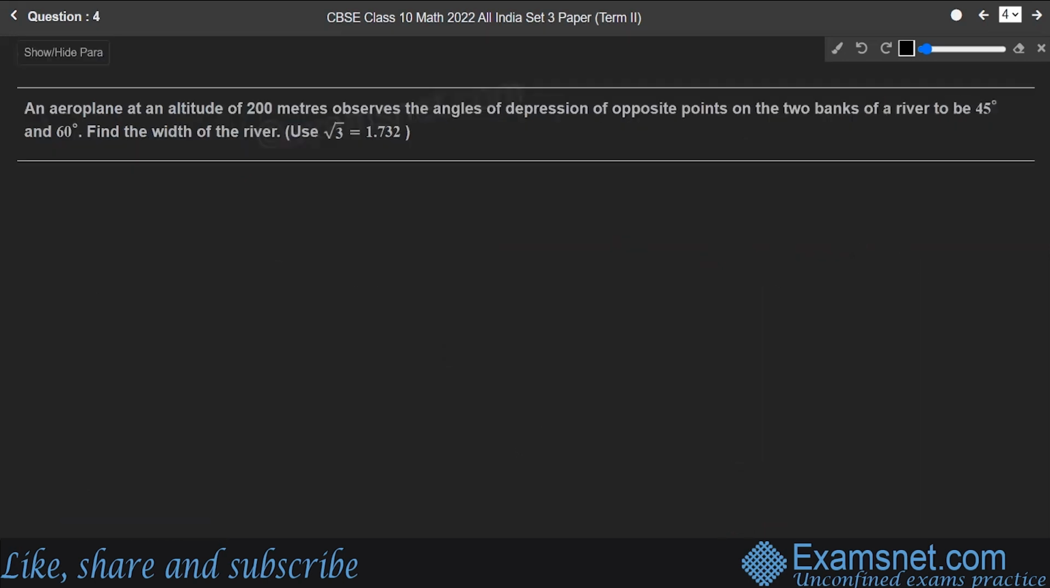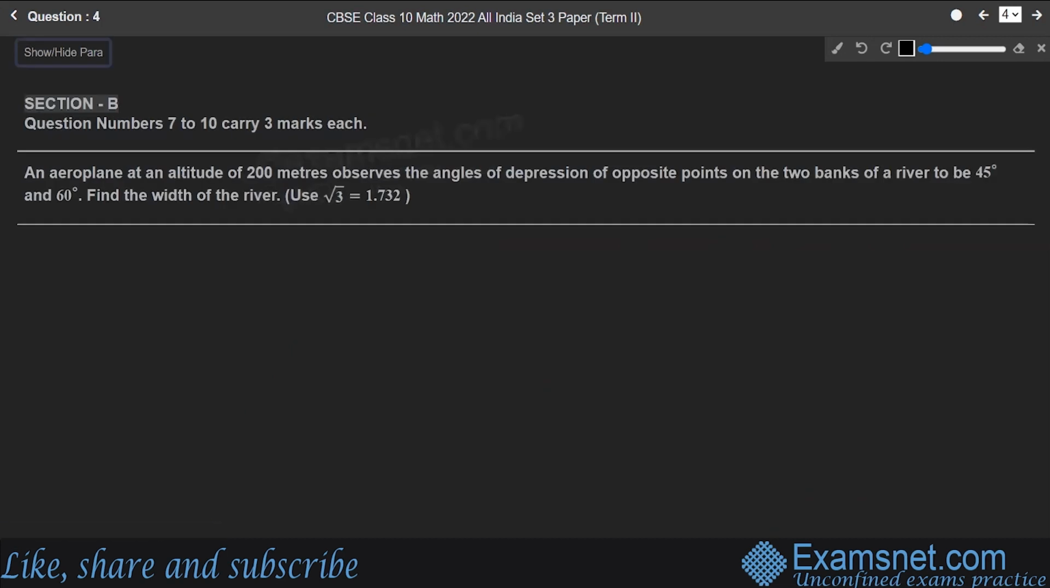Let us go to the next question. Now we have section B, where the questions are of 3 marks each, question numbers 7 to 10. Let us begin with the first one. They are saying an aeroplane at an altitude of 200 meters, that is the height, observes the angle of depression of opposite points on the two banks of a river to be 45 degrees and 60 degrees respectively. Find the width of the river. We are supposed to find the width of the river. Use the √3 value as given.